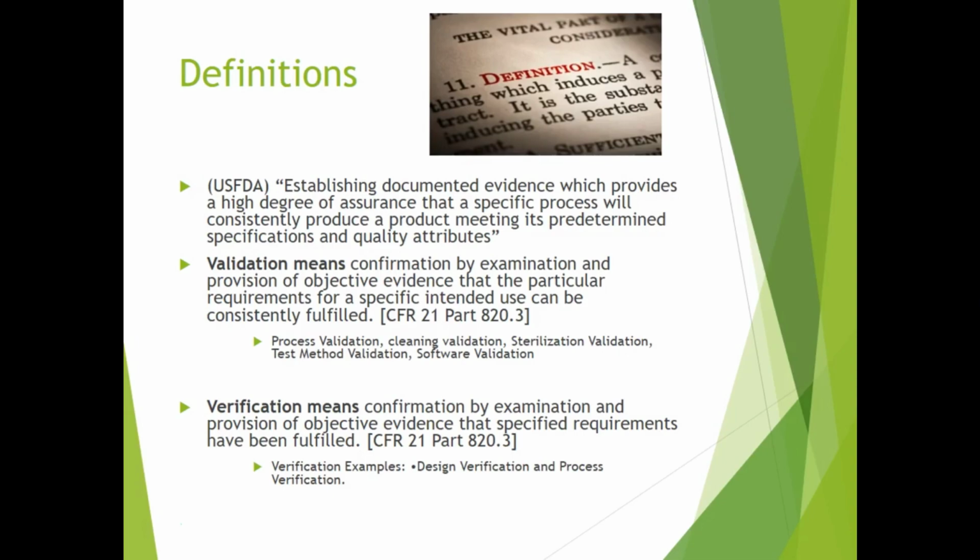So the definition from the FDA of process validation: establishing documented evidence which provides a high degree of assurance that a specific process will consistently produce a product meeting its predetermined specifications and quality attributes. And just to discuss validation then, it means confirmation by examination and provision of objective evidence that the particular requirements for a specific intended use can be consistently fulfilled. And I've included a CFR reference there.